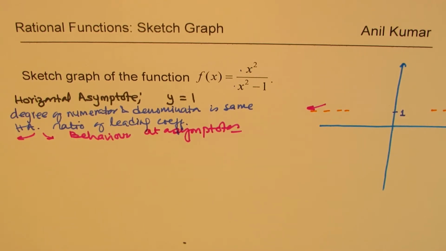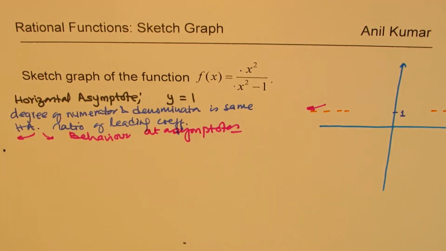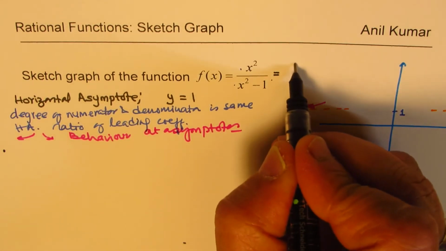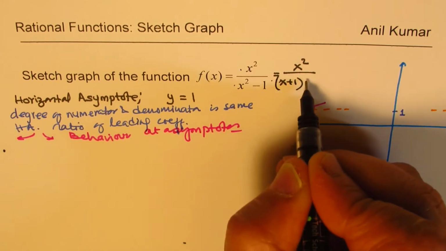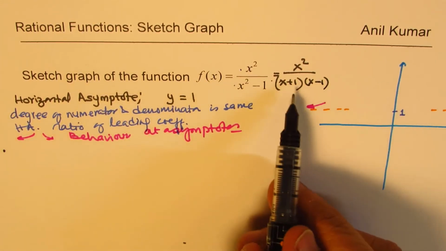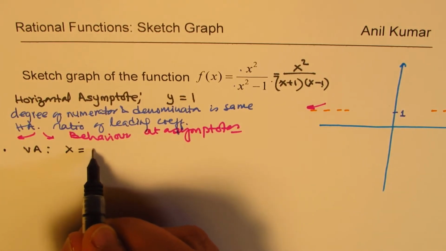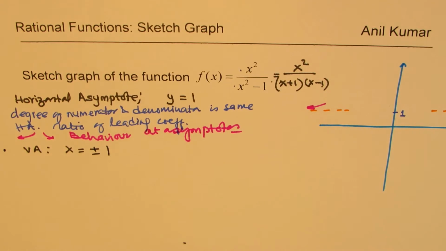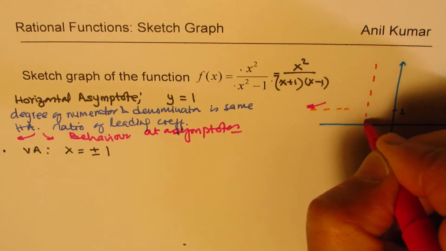Now, the second important thing we have to look into is the vertical asymptote, correct? Do we have vertical asymptotes? Yes, we do. We could write this function as x squared over x plus 1 times x minus 1. So it is 0 for two values. So the vertical asymptotes are at x equals plus and minus 1. So those are the vertical asymptotes. Let me sketch the vertical asymptotes now. Let's say these are our vertical asymptotes, correct?